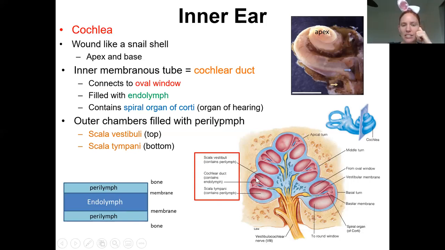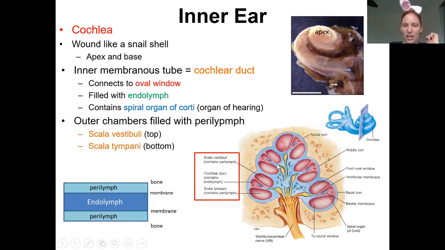Now, inside of the cochlear duct, that's where you're going to find the organ of hearing. From now on, your organ of hearing is not your ears. It's more specific than that. It's the spiral organ of Corti, sometimes just referred to as the spiral organ. And it's called that because it follows the spiral going into the cochlea.